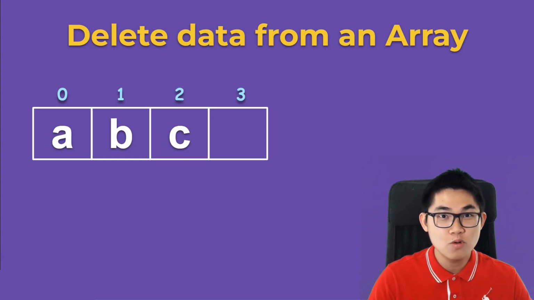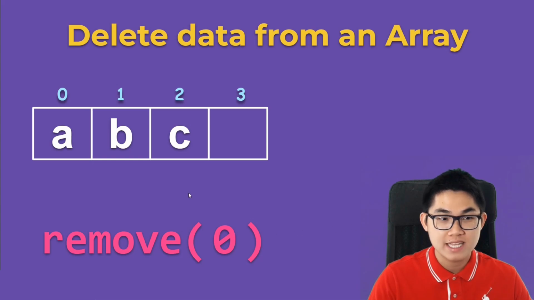How can we remove data from an array? Let's say we want to remove the data at index 0, or remove the letter A. So what we can do is put I on index 0, then we look at the data at I plus 1. So at I plus 1, what do we have? We have B. We move B to the left, and we move I to the right, and repeat this process.